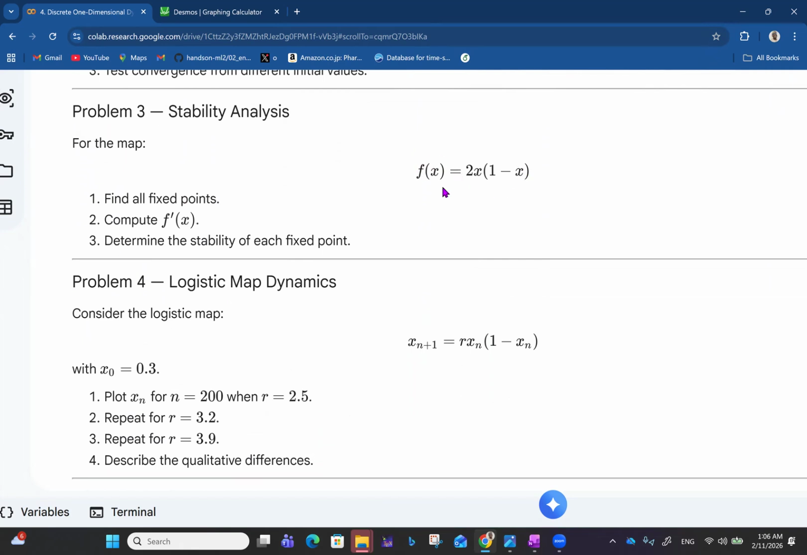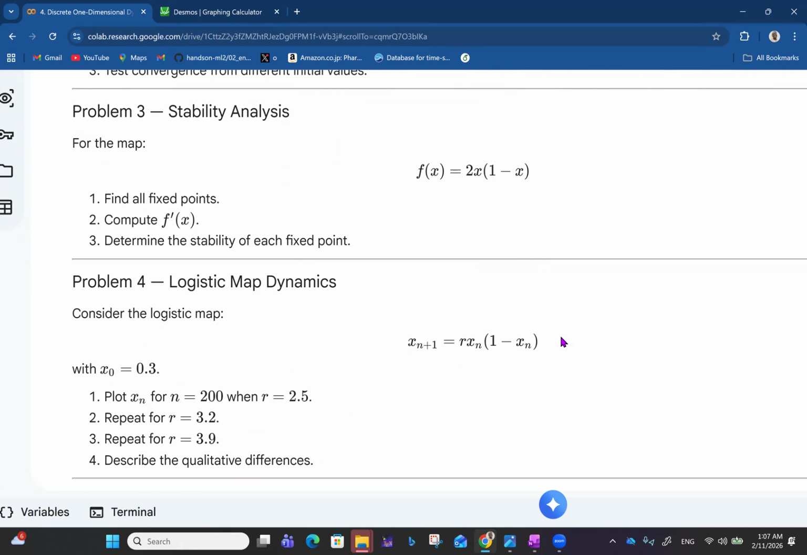Just say x is equal to 2x times 1 minus x and solve for x. You find all the fixed points. Then you can compute f prime of x. Those fixed points you find, you can differentiate this f of x and then substitute and see if the absolute value is less than 1, that's stability. If it is greater than 1, that's instability and all that.